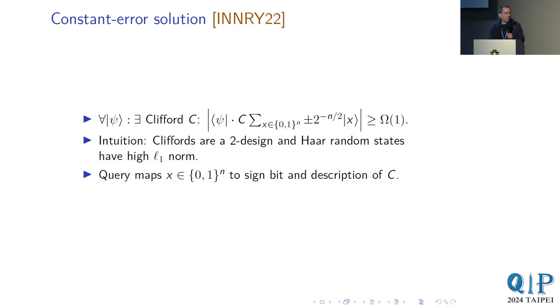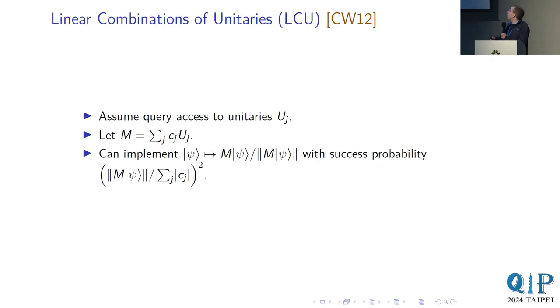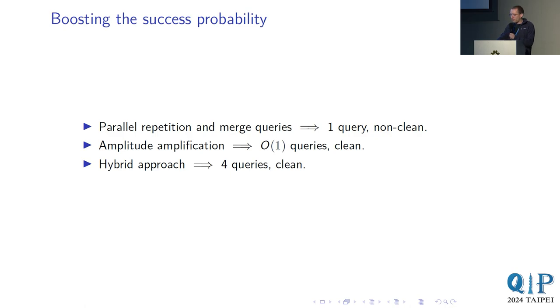Okay, so let me ask another question. So why four queries? Sure. So the way the hybrid approach works is first you do the one-query parallel repetition approach. And what you're left with is a bunch of copies of the LCU failure state and, let's say, one copy of psi. So then just uncompute all of the LCU failure states using amplitude amplification, which takes three queries. Okay, I see. Thanks.